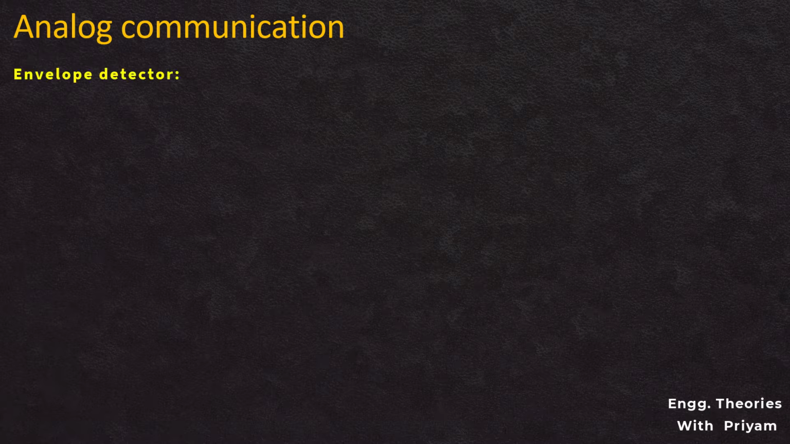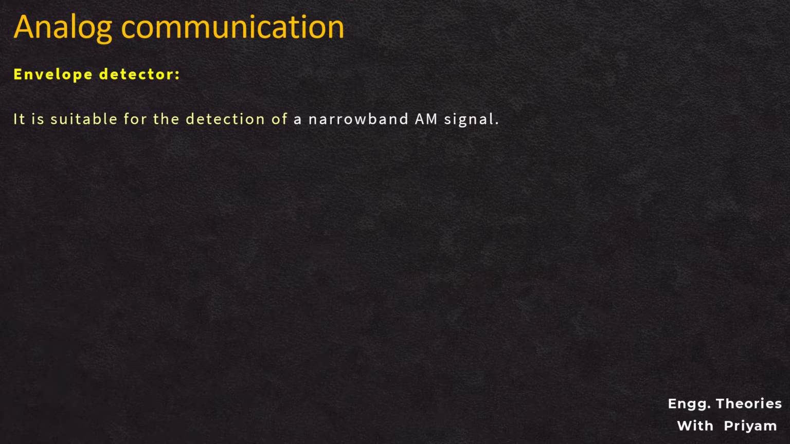The envelope detector is an alternative technique for demodulating an amplitude modulated signal. All the commercial amplitude modulated radio receivers utilize this device. It is suited for detecting amplitude modulated signals with a very small frequency range, or narrowband amplitude modulated signals.